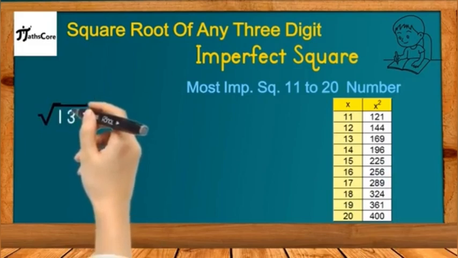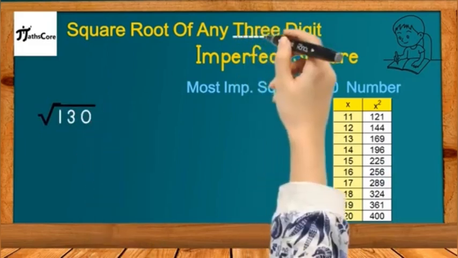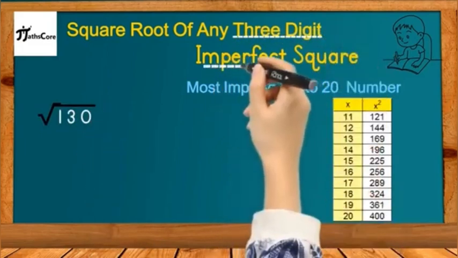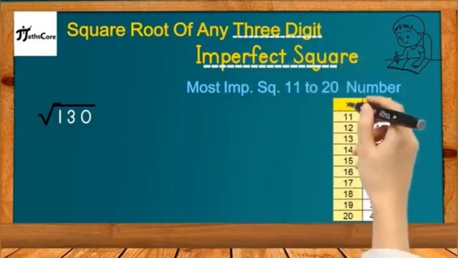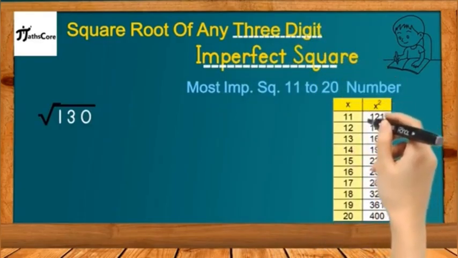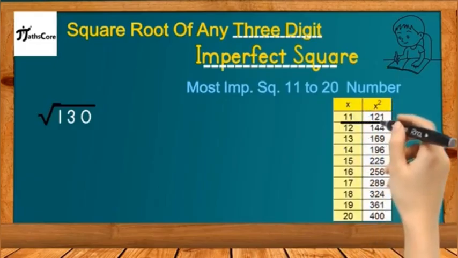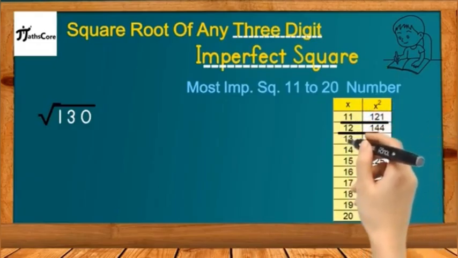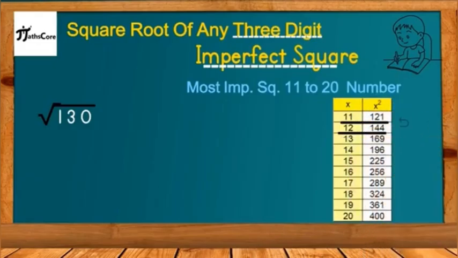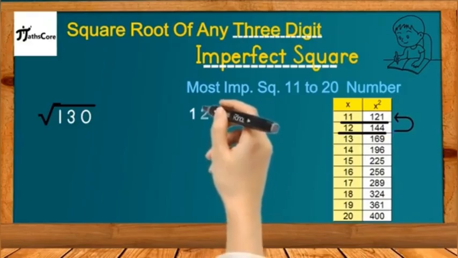First example is square root of 130, and you know very well 130 is a 3-digit imperfect square. According to the Vedic math technique, first of all, we need to find out between which two perfect squares this 130 lies. So here is the answer: 11 square is 121 and 12 square is 144. Okay, so you can see 130 lies between 121 and 144.